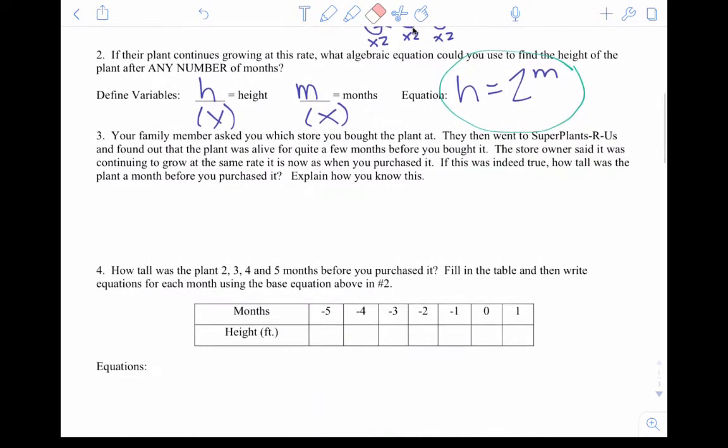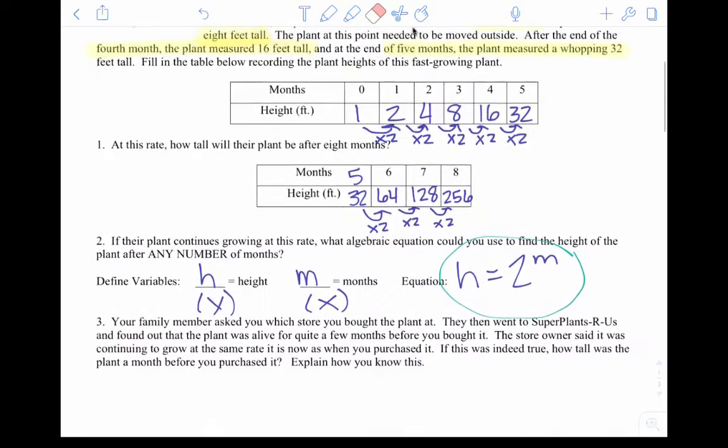All right, moving on to number 3. It says your family member asked you which store you bought the plant at. You told them it was Super Plants R Us, so they then go to Super Plants R Us and found out that the plant was alive for quite a few months before you bought it. The store owner said it was continuing to grow at the same rate that it is now, as before you even purchased it. So if this is actually true, how tall was the plant a month before you purchased it? And then we need to explain how you know this.